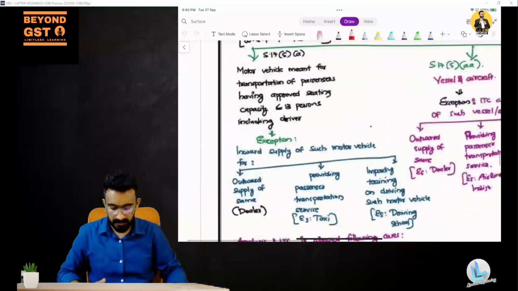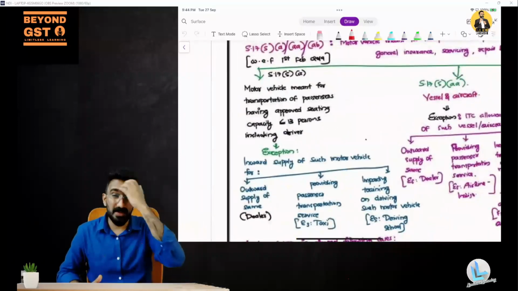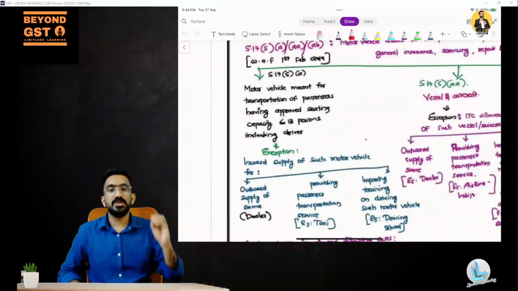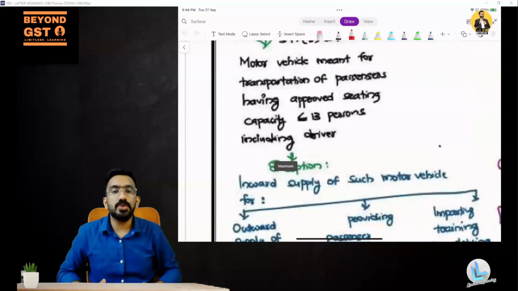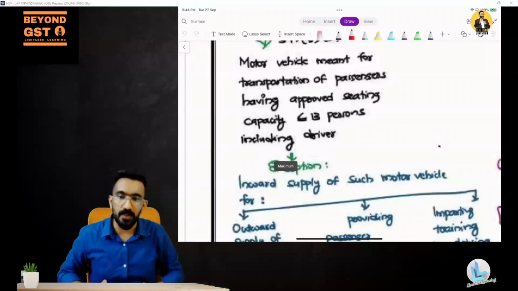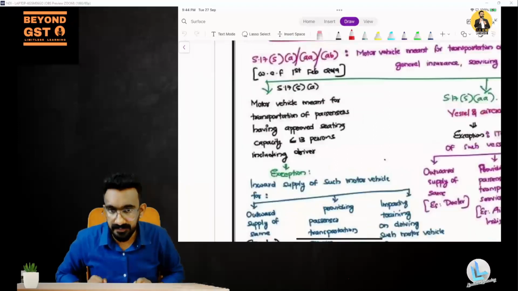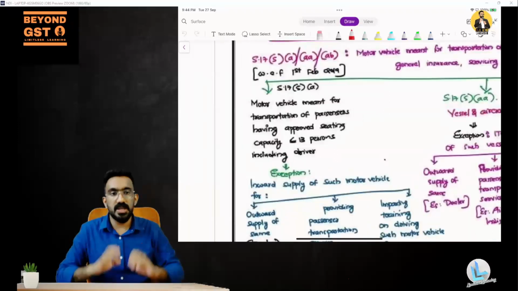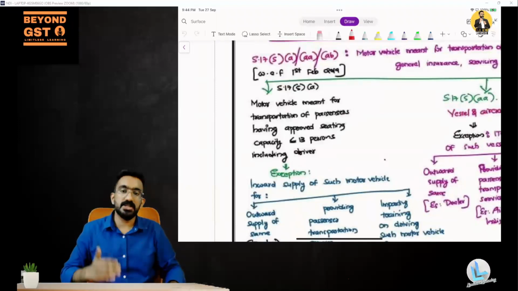What is the first type of inward supply? They said, I'll not give you credit even if you satisfy all the conditions. It is on motor vehicles. What kind of motor vehicle? Motor vehicle meant for transportation of passengers. But any type of motor vehicle? No. They said with an approved seating capacity less than or equal to 13 persons, including driver. So the first blocked credit is motor vehicles meant for transportation of passengers with seating capacity of 13 persons or less.